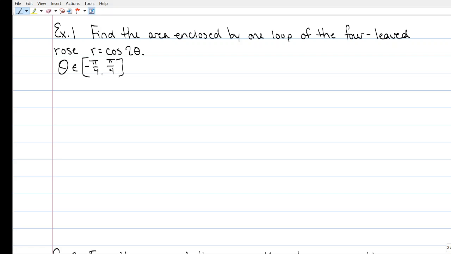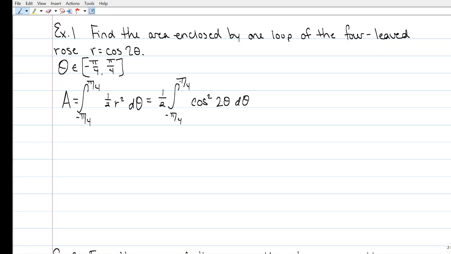So, the equation for the area says that area is equal to the integral from a to b, so minus pi over 4 to pi over 4, of 1/2 r squared d theta. I'm going to factor out my 1/2, so I have 1/2 the integral from minus pi over 4 to pi over 4. And r squared would actually be cosine squared of 2 theta, d theta.